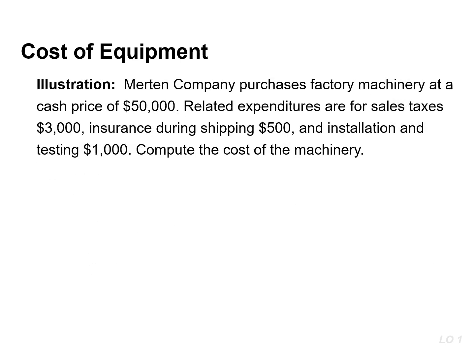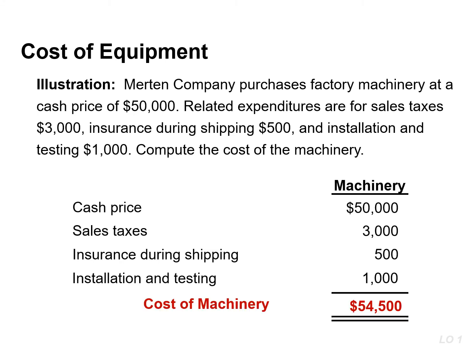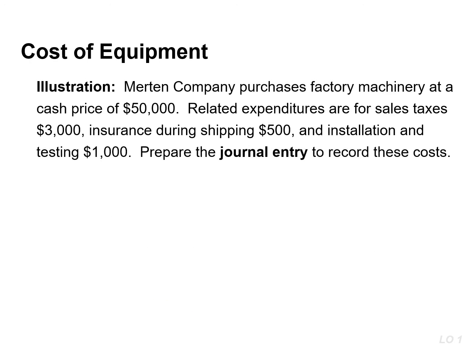Let's assume this company purchases a machine for $50,000 and incurs the following costs: sales taxes, insurance during shipping, installation, as well as testing cost. The cost of the factory machinery is $54,500. This includes all the cost incurred in acquiring the equipment and getting it ready for its intended use. The journal entry for this transaction would result in a debit to equipment for $54,500 and a credit to cash for the same amount.